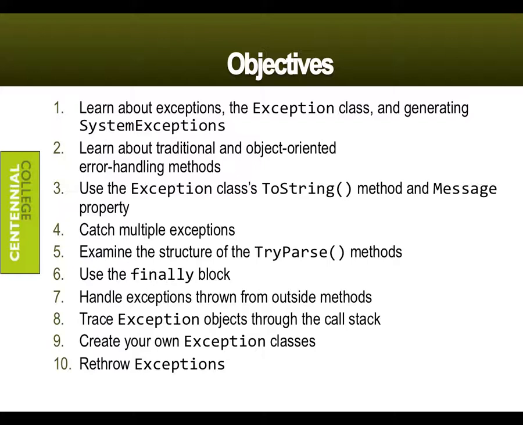Okay, so we're going to cover the exception class, and that's why we need to do classes first, and how we generate system exceptions. We're going to learn about object-oriented error handling methods, and other things that it says here. For example, the toString method. We're going to try this try-parse method as well. Different kinds of methods to do exception handling with. The finally block, the whole try-catch thing. Actually, we're going to be talking about that today.